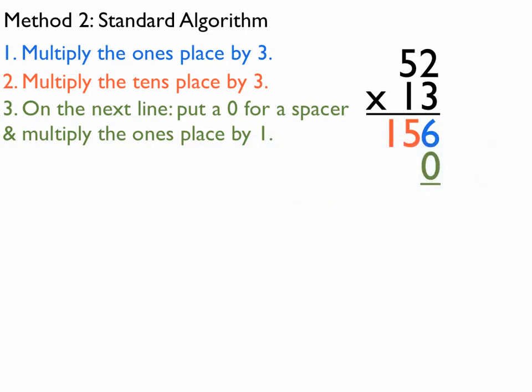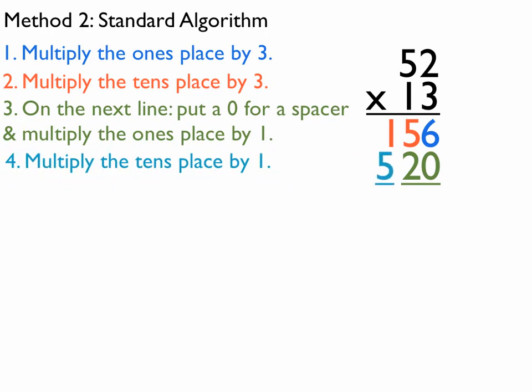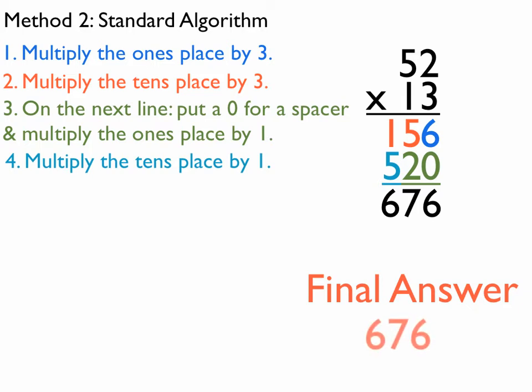So there's my spacer. And now I'm going to move over. So 1 times 2, that will give me 2. That's going to shuffle on in there. And multiply the tens place by 1. So I have 5 times 1. That's going to give me 5. So now all I need to do is add them up vertically. So my final answer is 676.